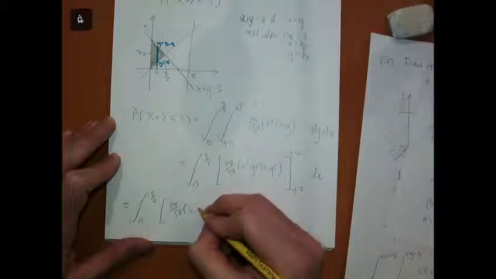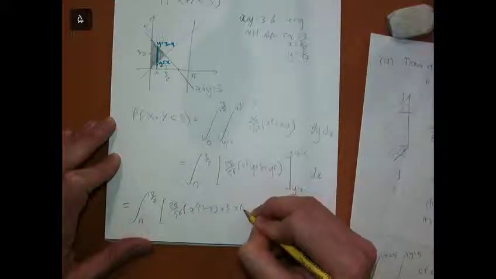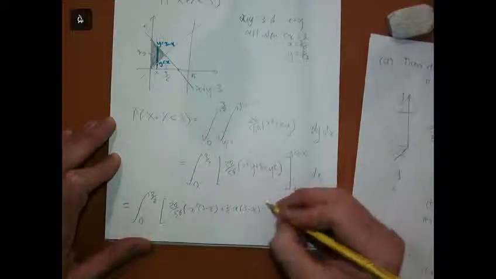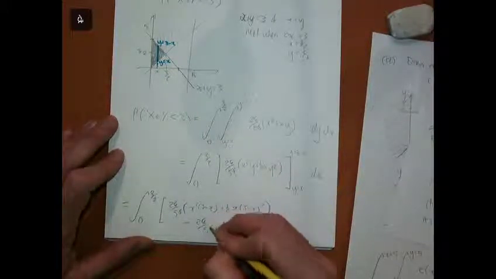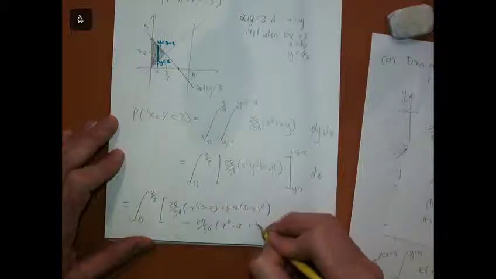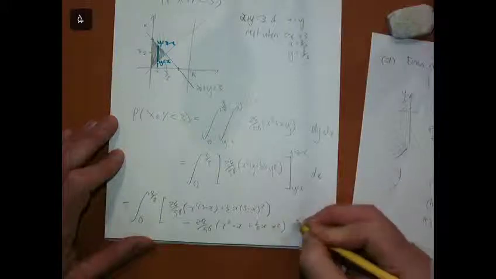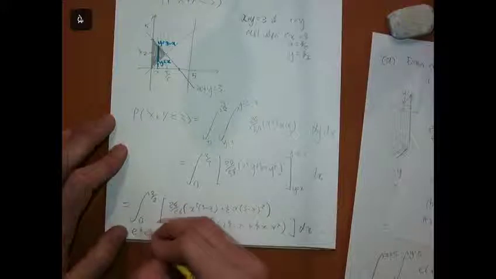So x squared times 3 minus x, plus a half of x times 3 minus x squared, minus 5 to 6 of x squared times x plus a half of x squared. And then I would integrate that, etc. Okay?